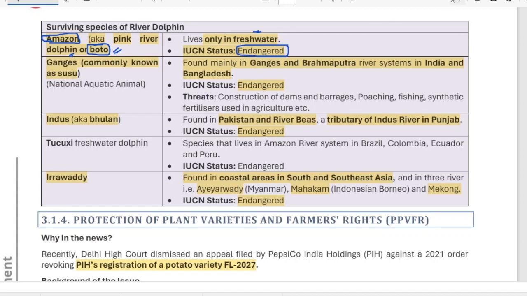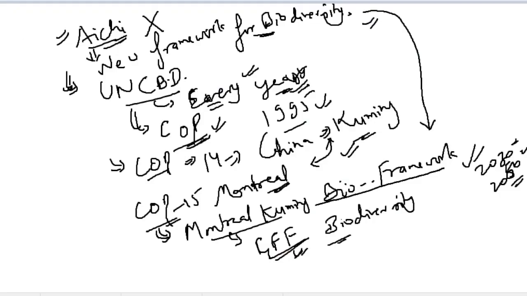So what are the categories of protection? This can be critically endangered. Just for your understanding, I am telling you. Let me take a new slide. So, categories of protection.